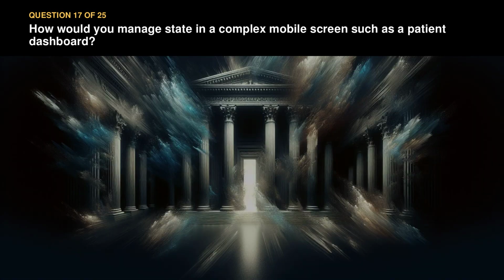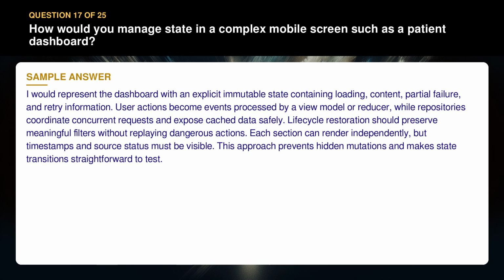Question 17. How would you manage state in a complex mobile screen such as a patient dashboard? I would represent the dashboard with an explicit immutable state containing loading, content, partial failure, and retry information. User actions become events processed by a view model or reducer, while repositories coordinate concurrent requests and expose cached data safely. Lifecycle restoration should preserve meaningful filters without replaying dangerous actions.